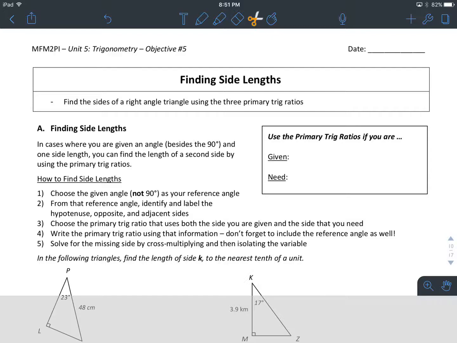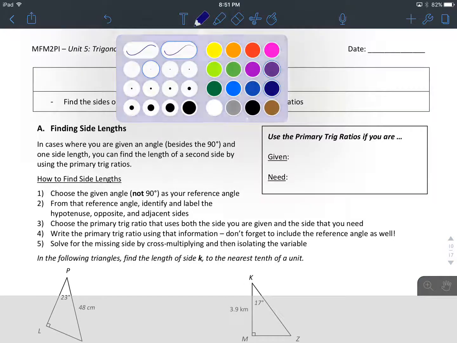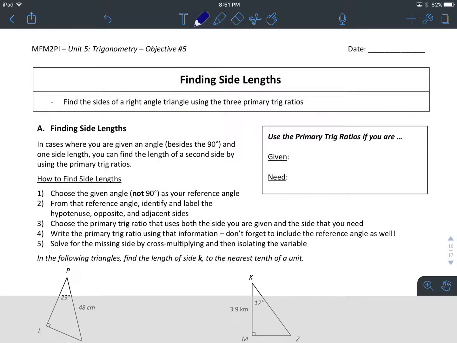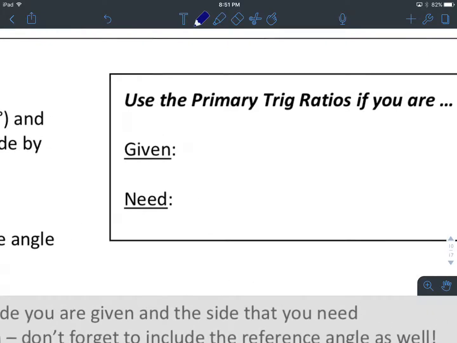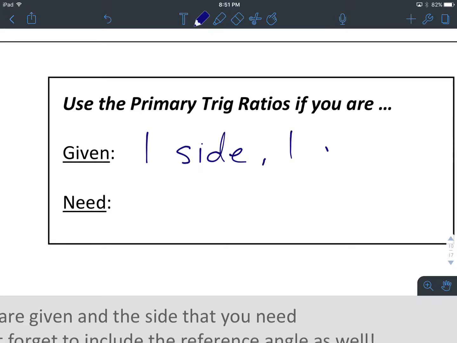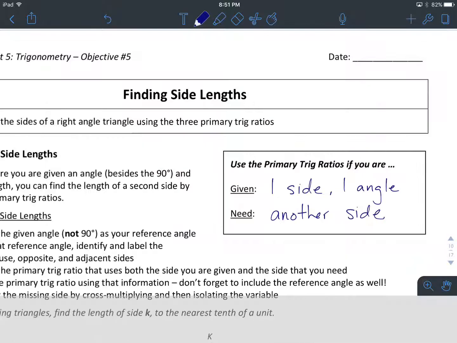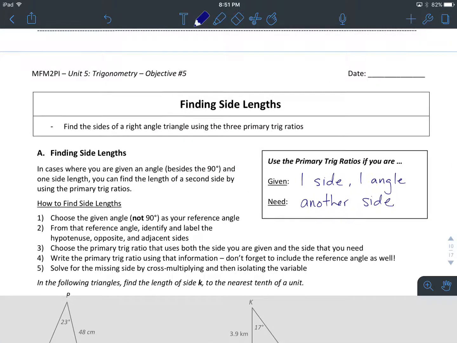So let's start by considering the situation in which we would need to find a side length. If we are given one side in a right angle triangle, and we are given one angle, and we need to find another side, this would be a scenario where we would want to use the primary trig ratios. If we were given 2 sides in a right angle triangle, we could just use the Pythagorean theorem, which was lesson number 1, to find the other side. But in this case, we're only given one side and one angle. We're going to find another side using primary trig ratios.